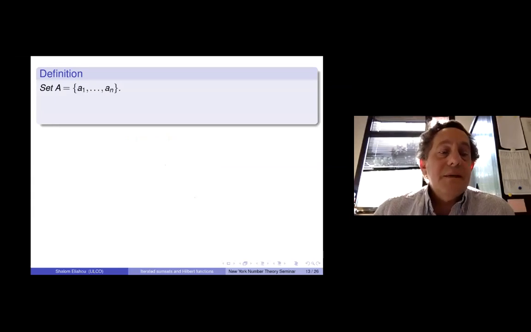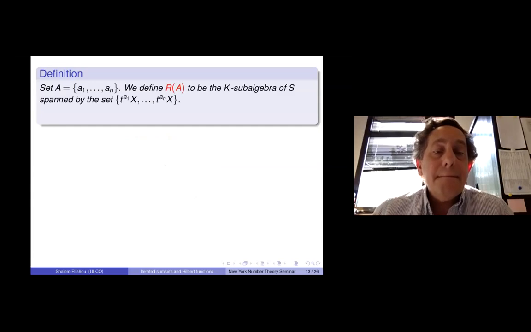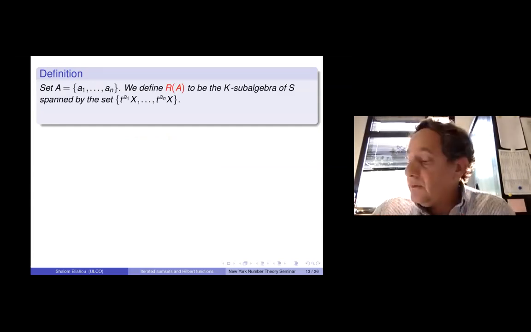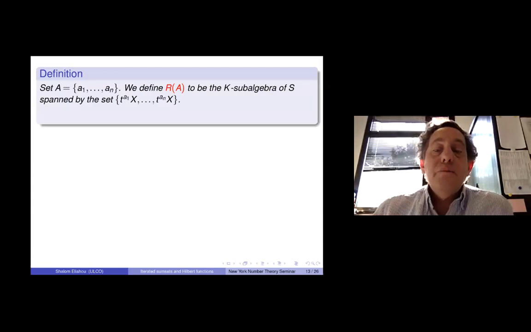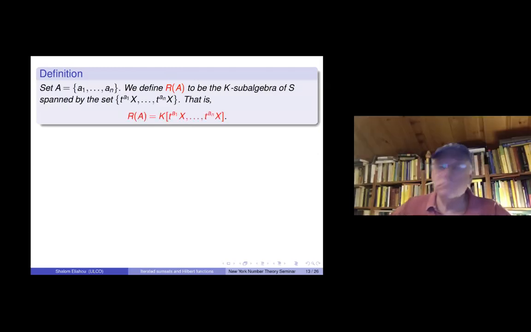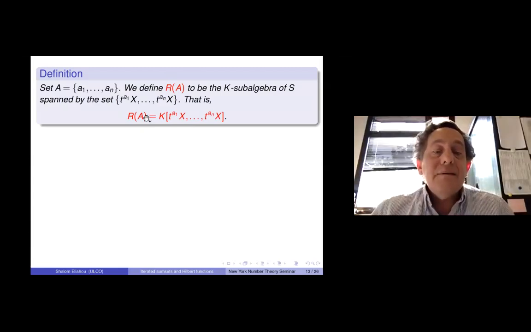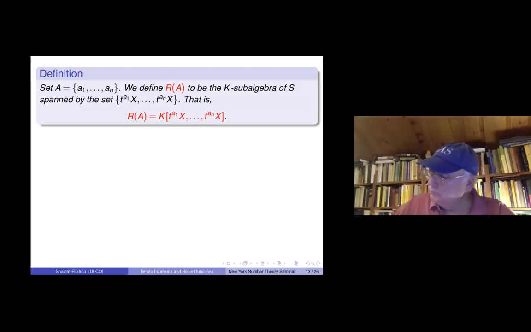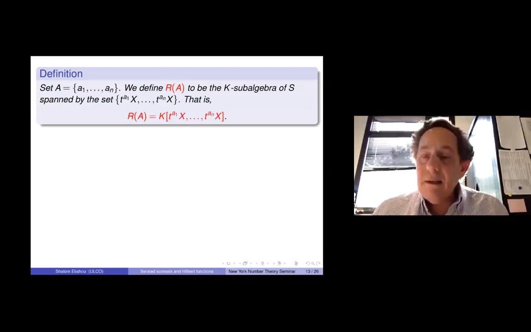Now take your subset A of the group. I call a1, ..., aN the elements of A. And now this is what we wanted. You define R(A) to be the K-subalgebra of S spanned by this finite set. So these are all homogeneous of degree 1. That means that, in fact, R(A) is the subalgebra of S spanned by T^a1 X, ..., T^aN X. So that's the algebra R(A).